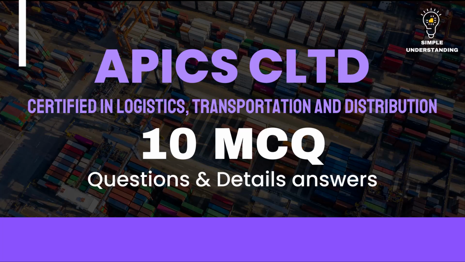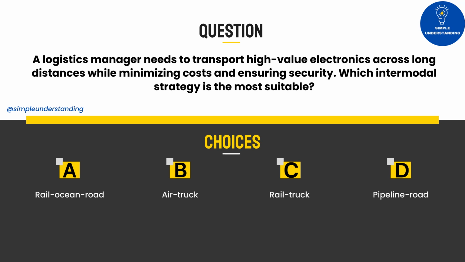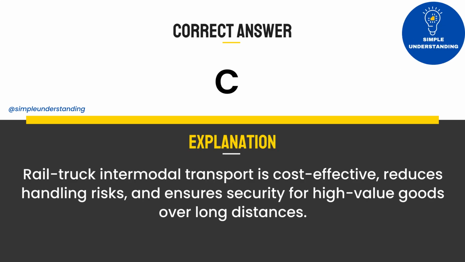Let's take a small practice test for Section F. 1. A logistics manager needs to transport high-value electronics across long distances while minimizing costs and ensuring security. Which intermodal strategy is the most suitable? A. Rail, ocean, road. B. Air, truck. C. Rail, truck. D. Pipeline, road. Correct answer: C. Explanation. Rail-truck intermodal transport is cost-effective, reduces handling risks, and ensures security for high-value goods over long distances.